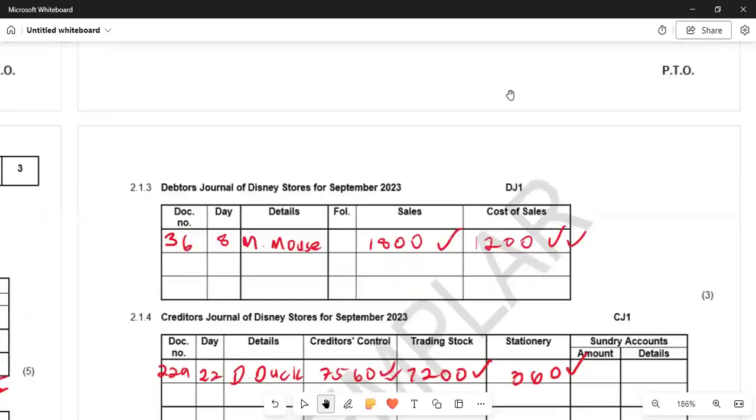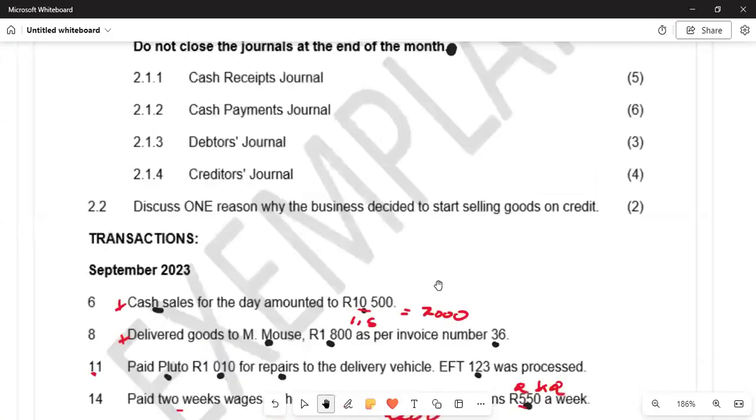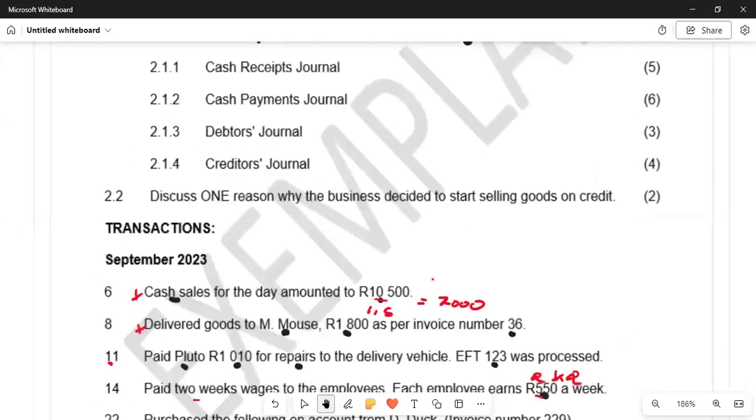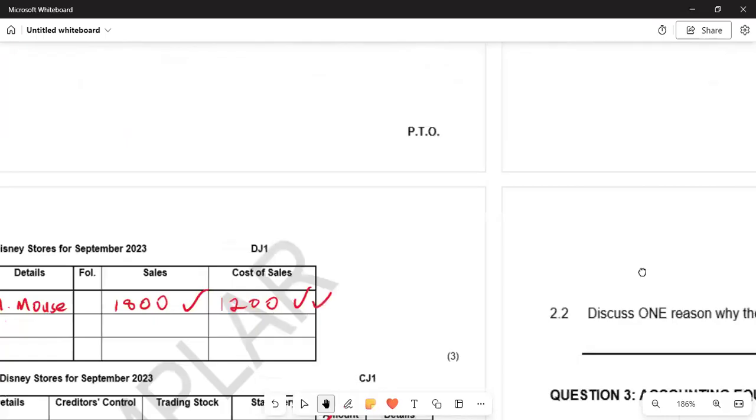So going back to the transactions that were given, transaction 8: delivered goods amounting to 1,800. That is the selling amount of the goods that we sold to that particular person. So for us to get the cost of sales, we have said the cost of sales is always 100%. So we're going to say 100%, and then the markup gives us 150. So we're going to say 150 divided by 100, which is going to give us the 1.5 that we calculated. Then we're going to say 1,800 divided by 1.5, which is going to give us what?